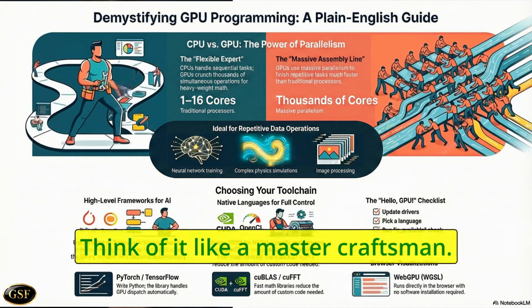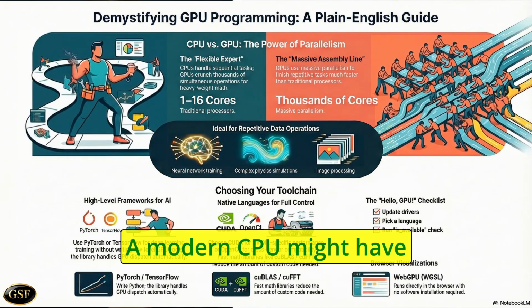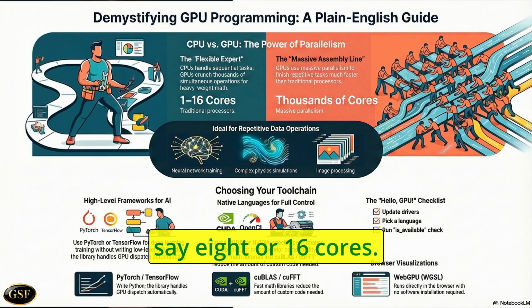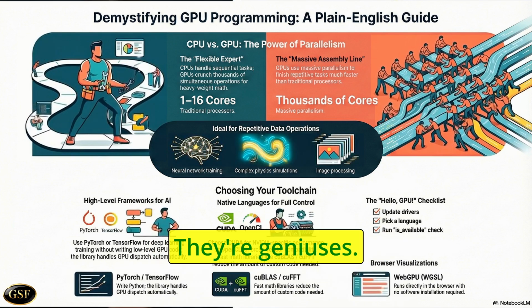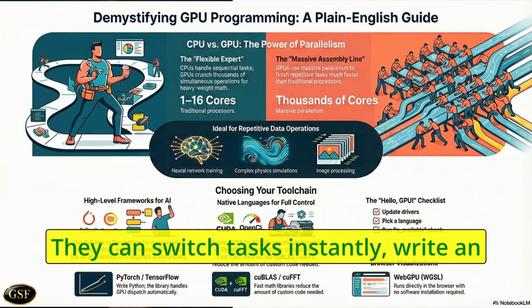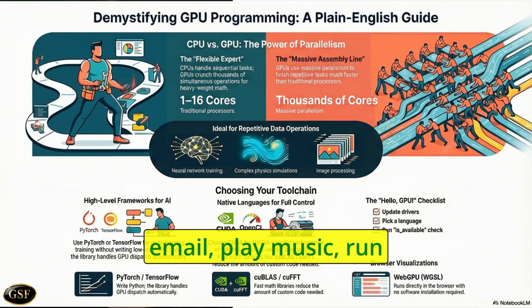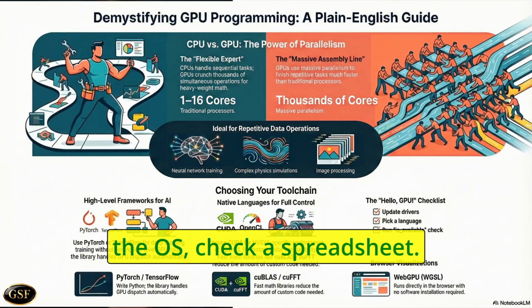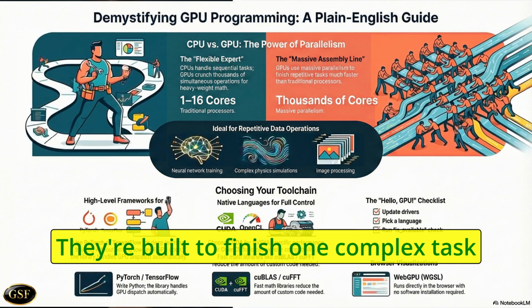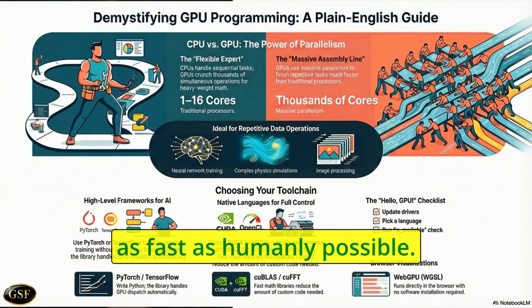I think of it like a master craftsman. A modern CPU might have, say, 8 or 16 cores. And these cores are smart. They're geniuses. They can switch tasks instantly. Write an email, play music, run the OS, check a spreadsheet. They're built to finish one complex task as fast as humanly possible.